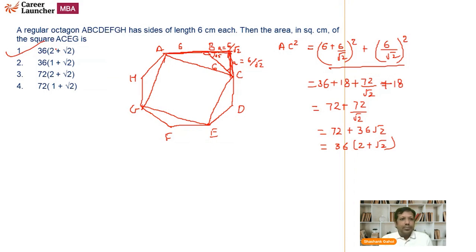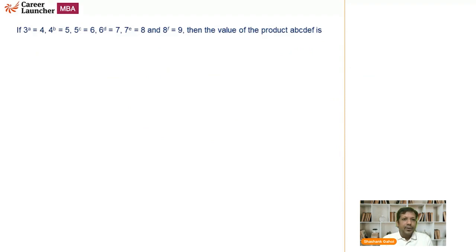Now let's move on to the next question. It was pretty easy. Then let's solve this one. What does it say? So it says 3 power a equal to 4, 4 power b equal to 5, 5 power c is equal to 6, and so on. So I have 3 power a equal to 4. Now it says 4 power b equal to 5.